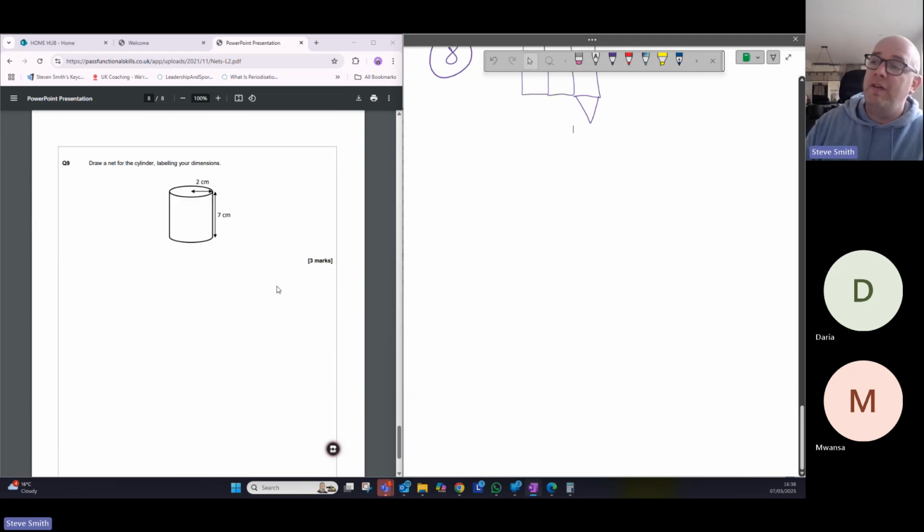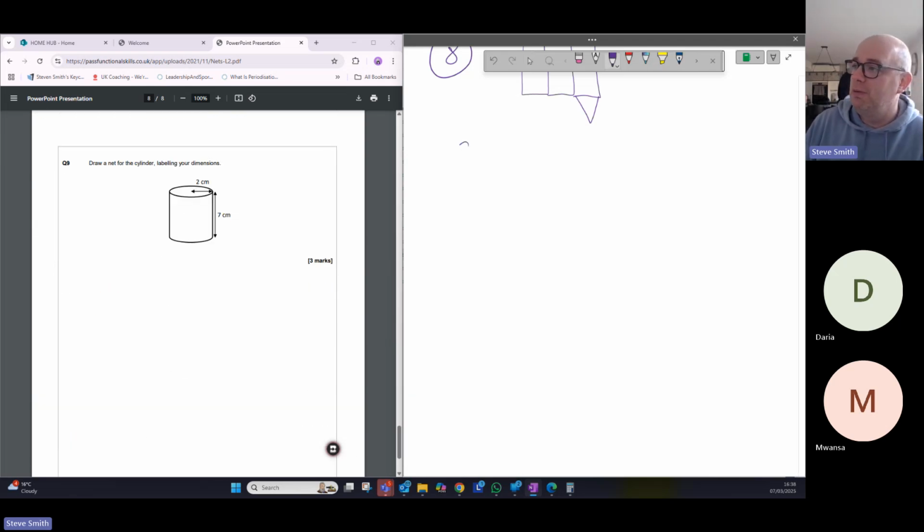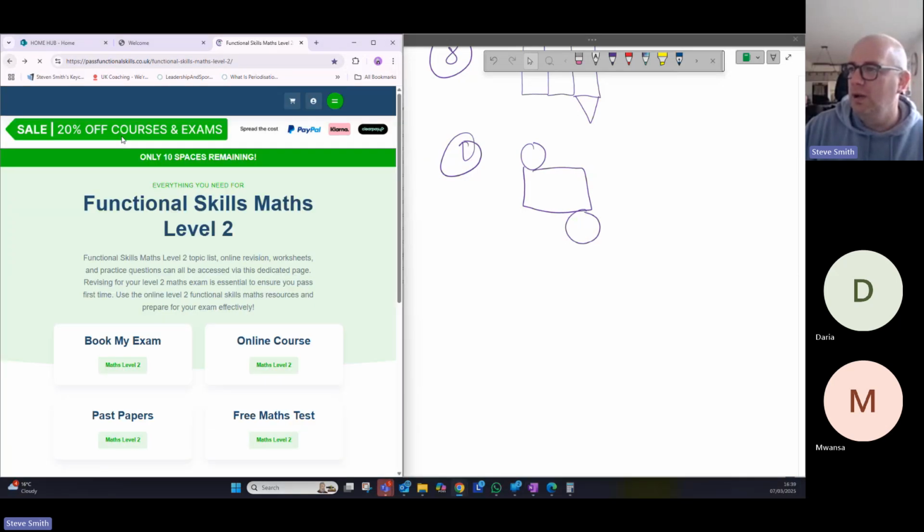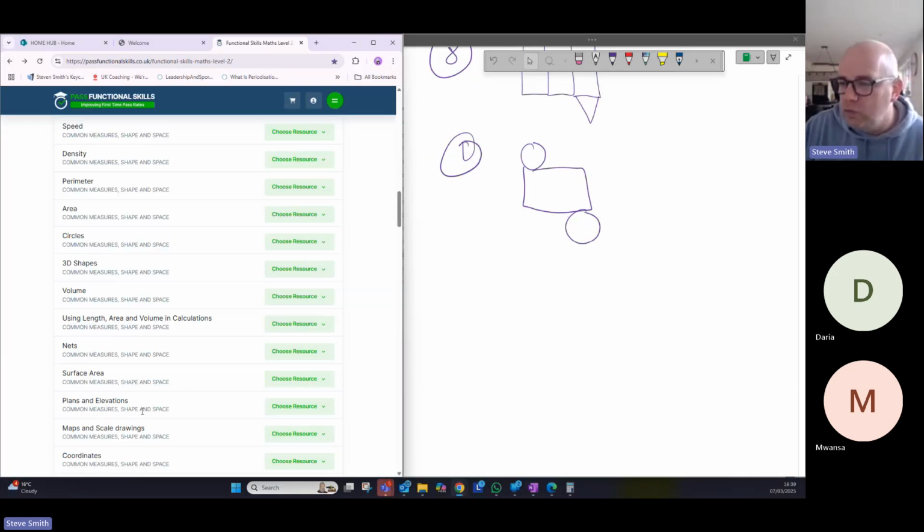Right, next question. A net for that one. That's a tube of Pringles. Tube of Pringles: circle, square, circle. And that's our tube of Pringles. Obviously you'd label it and draw it to scale. You can't just freehand it like that. But what I would like to do is go out of that one and see if there is.